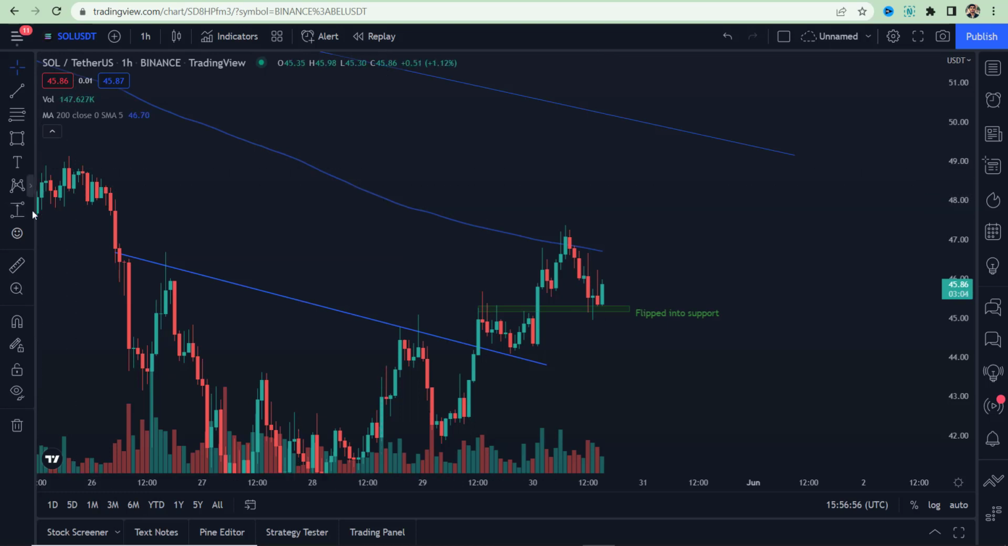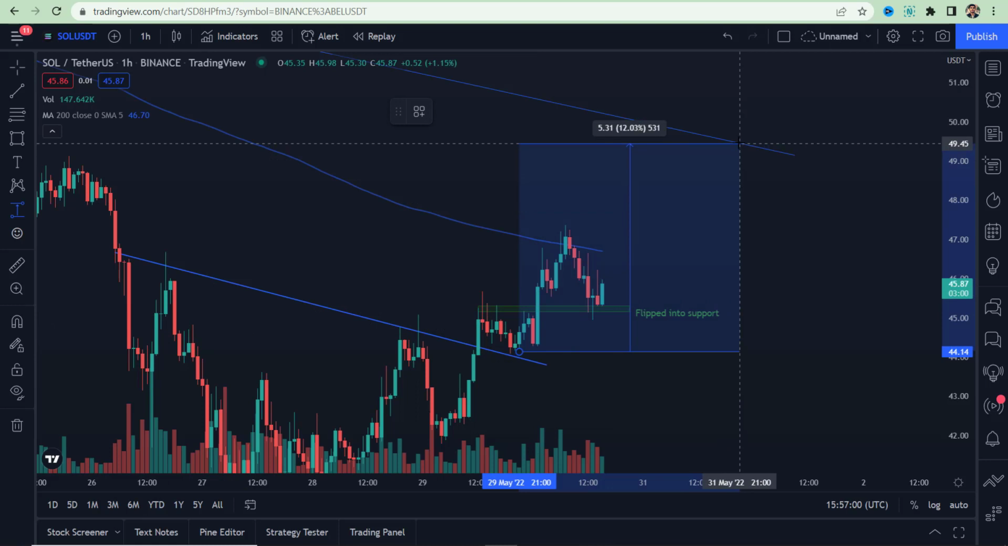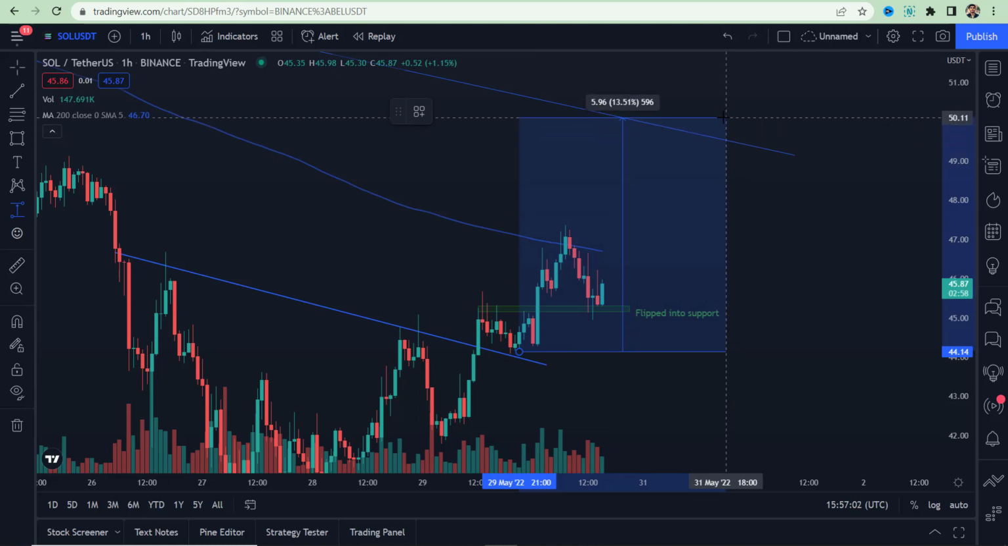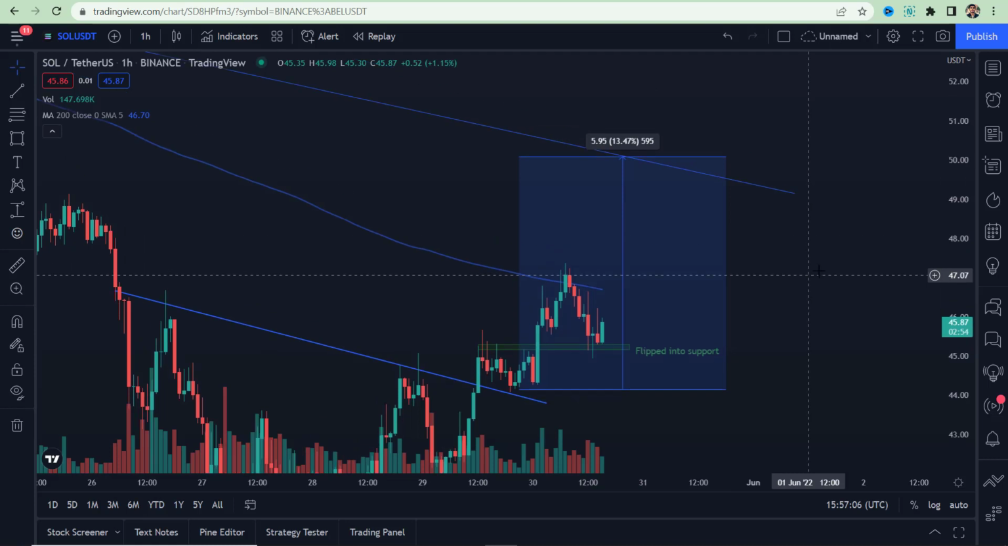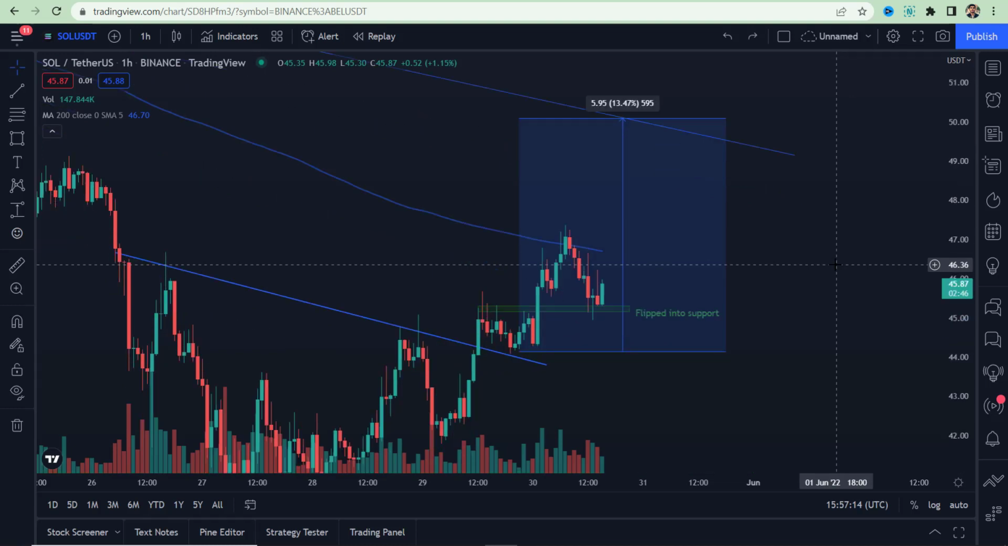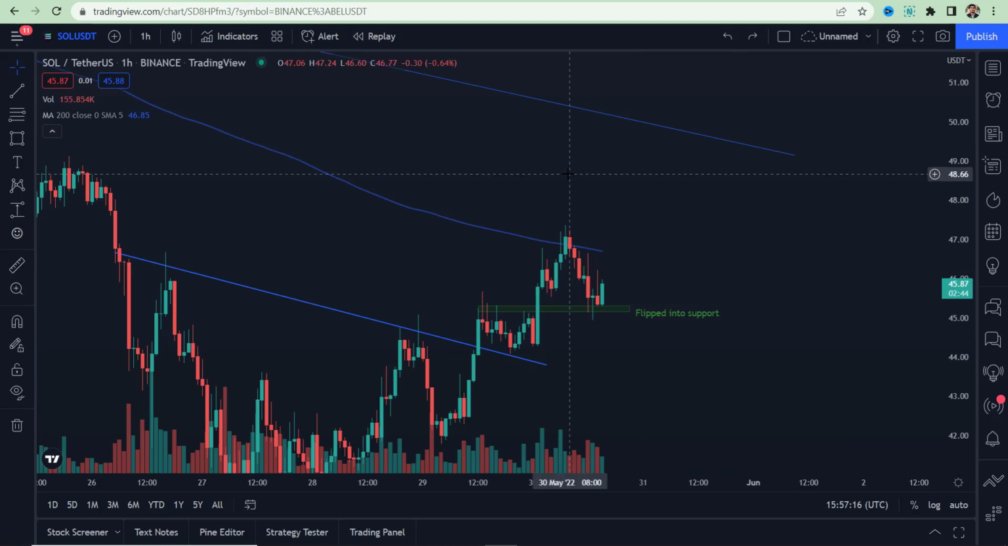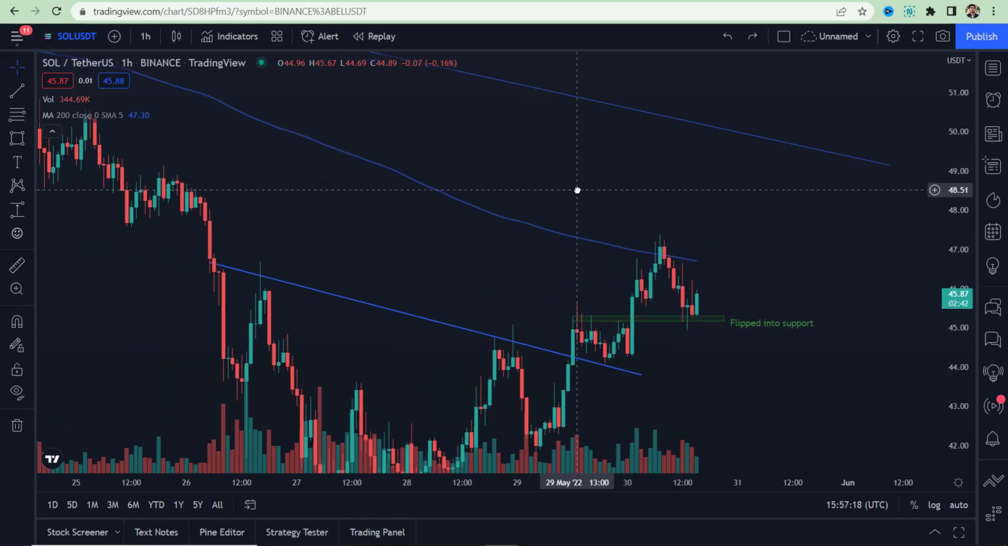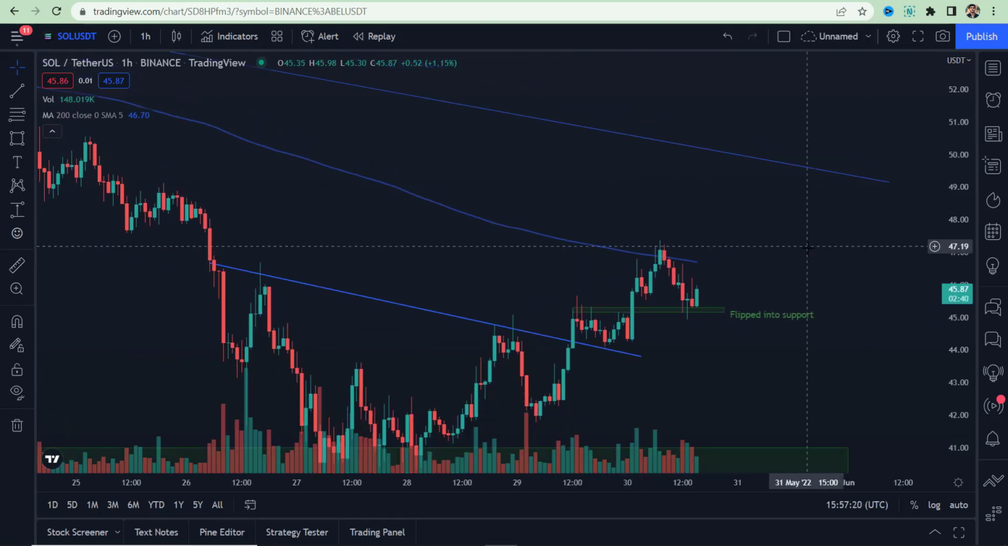So what would be the percentage we'll be looking at if Solana gets to this place? That's 13%. That's a very good percentage. Very good scalping trade. If you're using leverage, which I don't recommend, you'll be making 130% profits within just 2 days.